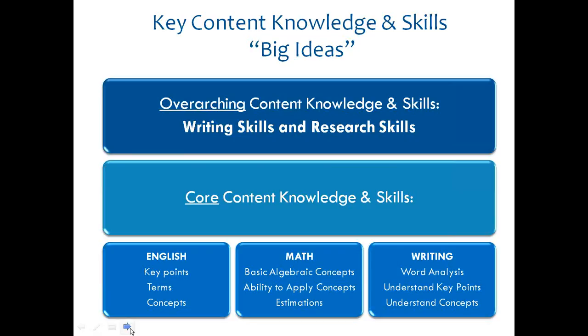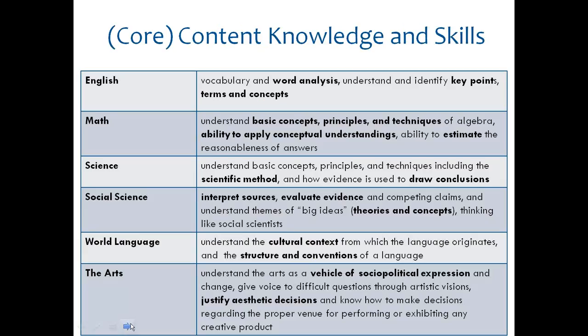So this is a visual of what I was just talking about, just helping you understand how Conley's presented this idea, again, of the core content, knowledge, and skills that are associated with subject areas. There's an overarching skill that is at the heart of college success, and that's the ability to write and the ability to research. And we'll take a look at some core content skills here. So for English, Conley's pointed out things like, of course, word analysis, the ability to identify key points, terms, and concepts, for example. For all of these content, knowledge, and skills, this is a boiled down version and is not meant to be all-inclusive.